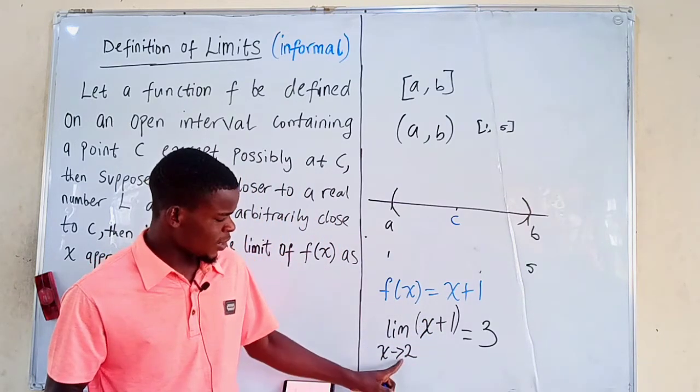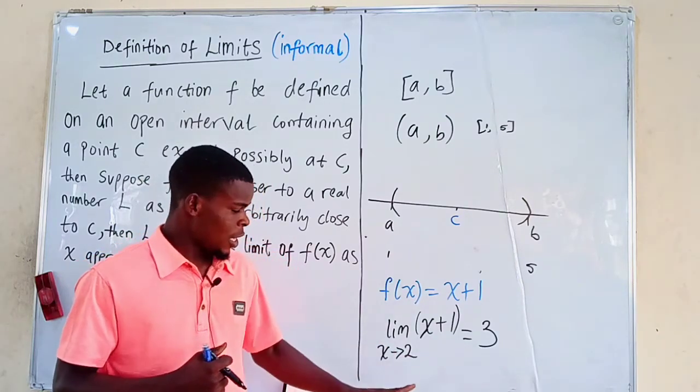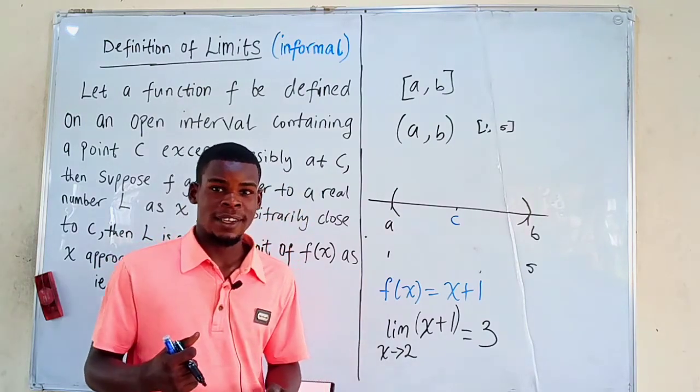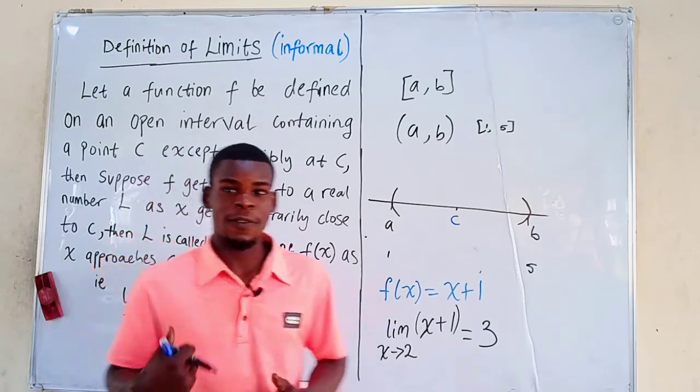If you plug in numbers close to 2 from the left, you'll get numbers close to 3 from the left. If you plug in numbers close to 2 from the right, you get numbers close to 3 from the right, because this is an increasing function anyway. Well, that was the definition of limit.